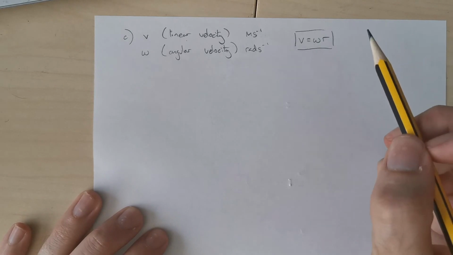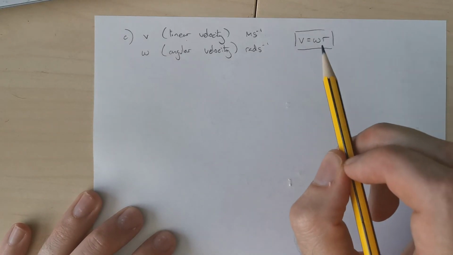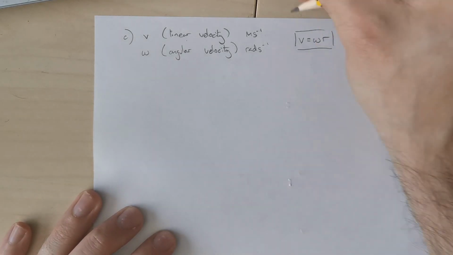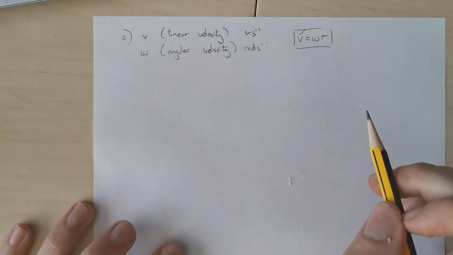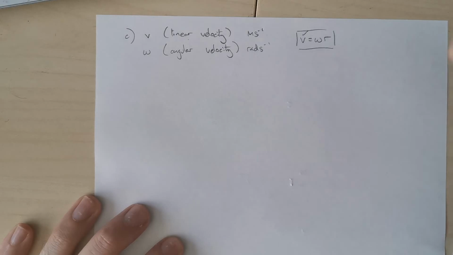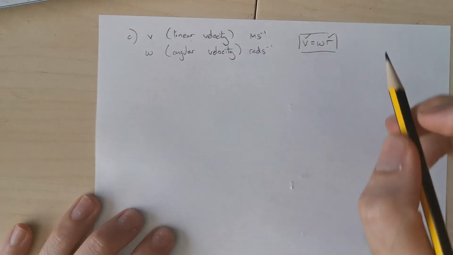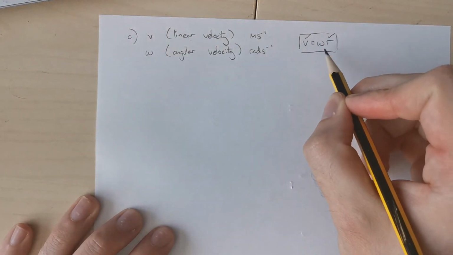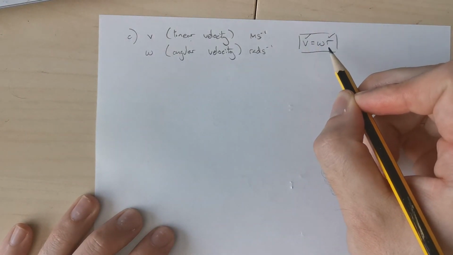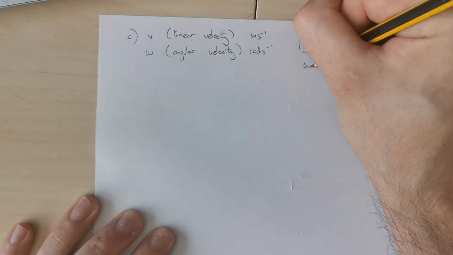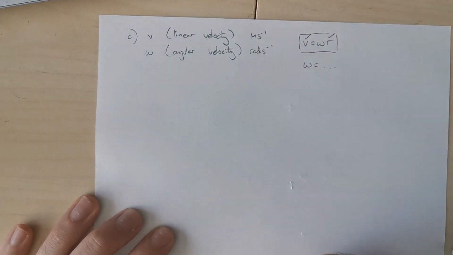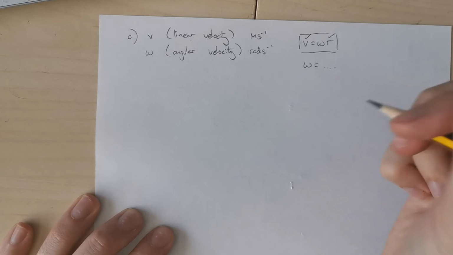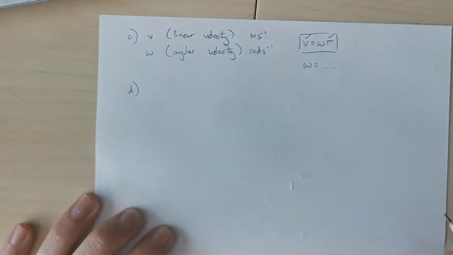In part A, we actually worked out an expression for v, linear velocity, and we know what the radius of the drum is. So in order to work out angular velocity we just need to do a little rearrangement with our expressions, and that will allow us to arrive at an expression for omega, which is angular velocity. I'll leave that with you.